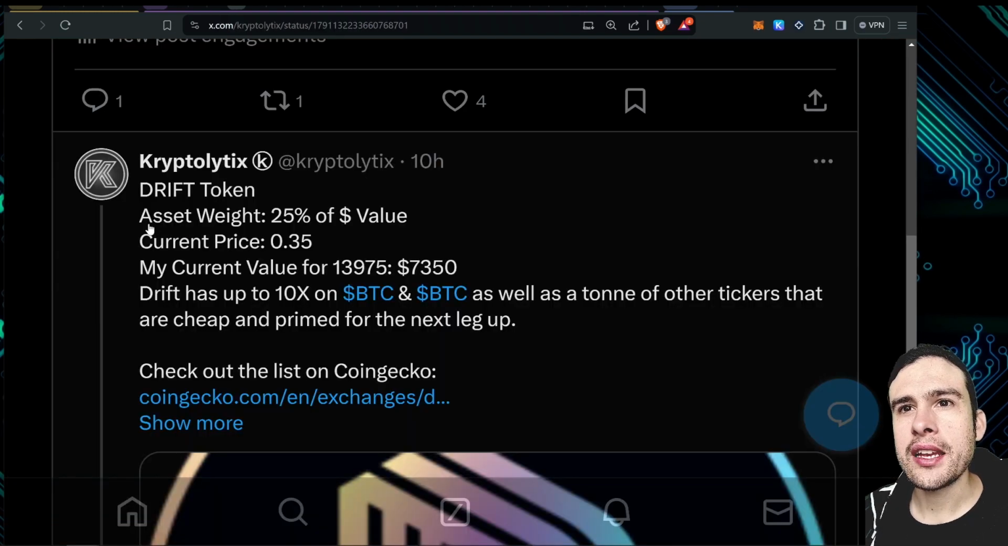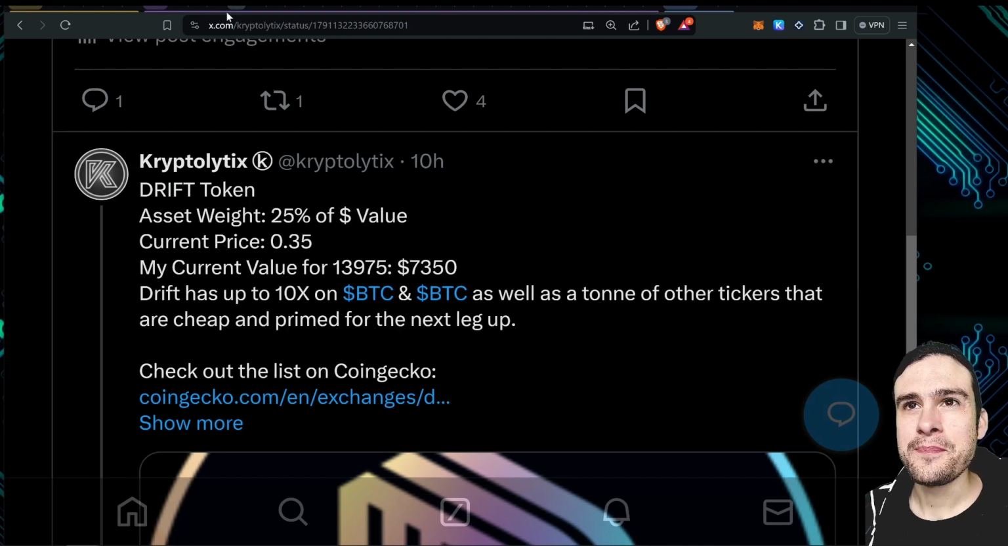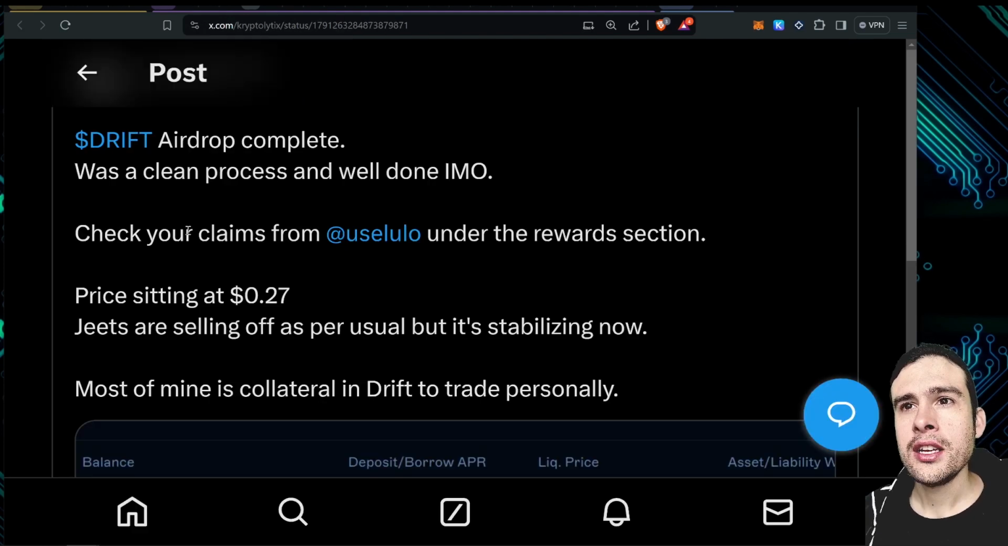Also in here, I added some information. So it was 25% asset weight. So what that means is 25% of the value here, you can use as collateral to trade against, right? So that's what that means by asset weight. Although I did see that number was actually significantly lower today for some reason. But anyway, when I saw it last night, that's what it said, 25%. But then if you're trading 10x, then that's fine. Or 20x. I only really trade about 5x myself, so I'm not too degen on leverage trading. But yeah, I think it was a clean process and it was pretty well done in my opinion.